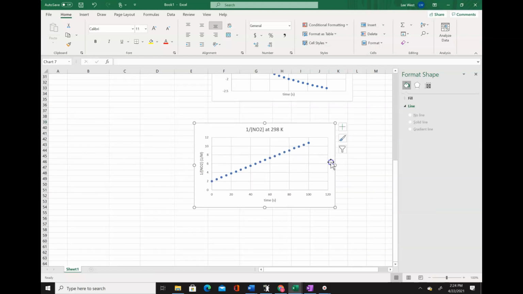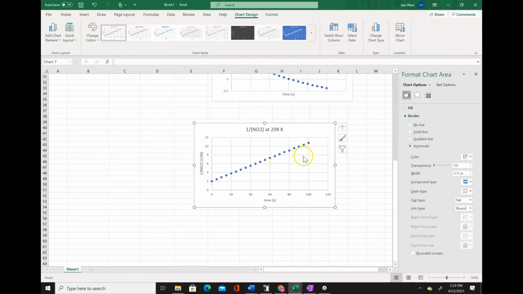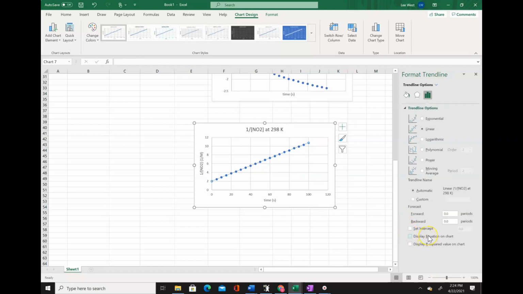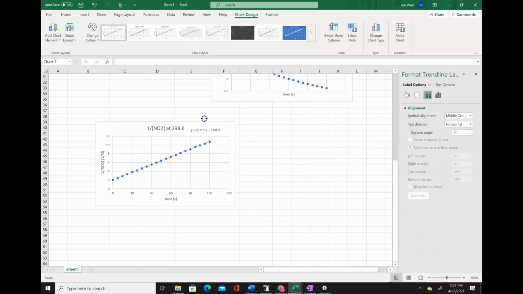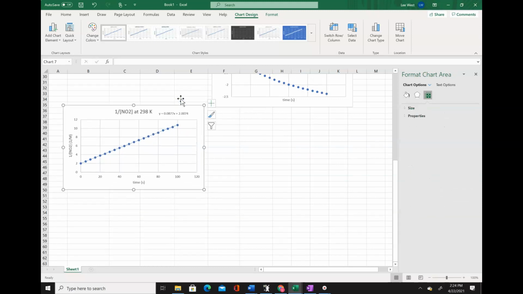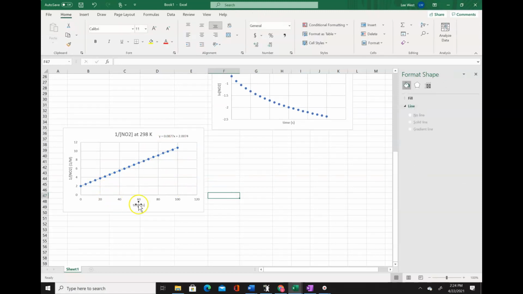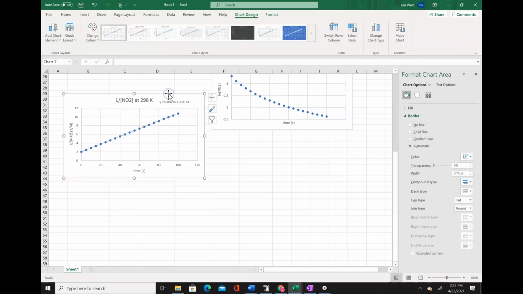So clearly it is second order because that is the one that is linear. So now I want a trend line in there. So I just right click on my data, add trend line, and I want to get the slope and the intercept. So I'm going to display the equation on the chart. And so what I know is that my reaction, my decomposition, is second order, and when I plot 1 on concentration against time, I know that the slope of that plot will be equal to the rate constant. So we'll keep that in mind.